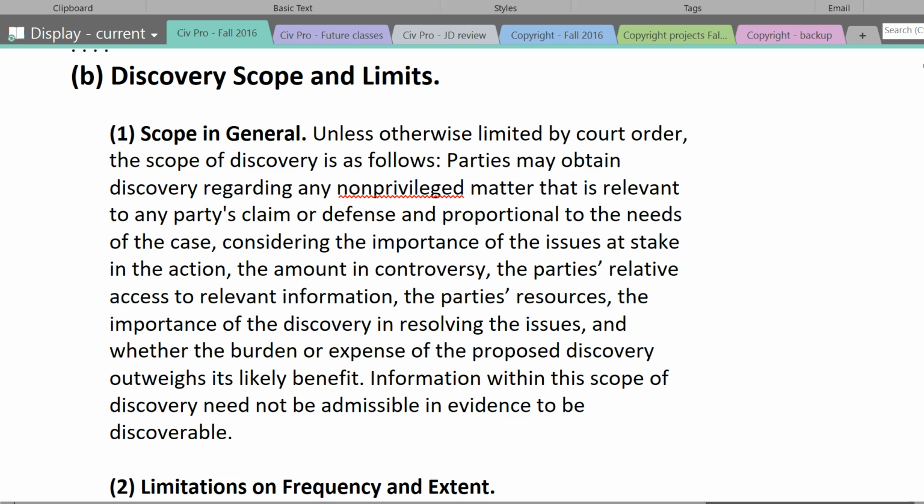Okay, parties may obtain, they don't have to, but they may obtain discovery regarding any non-privileged matter that is relevant to any party's claim or defense. Okay, let's start there. For something to be discoverable, it's got to be relevant to any party's claim or defense.